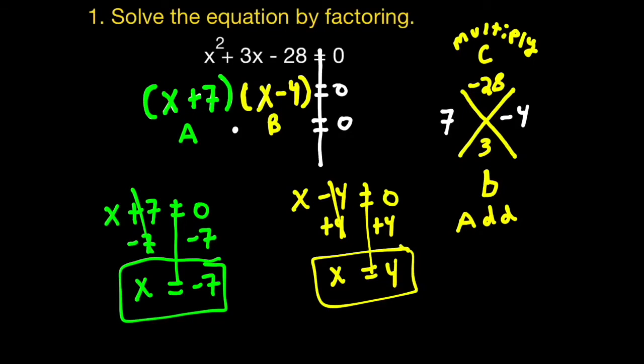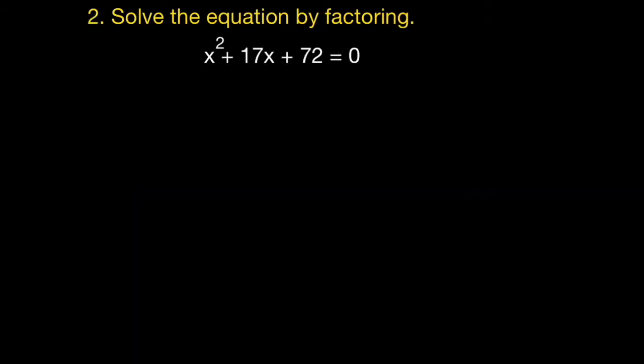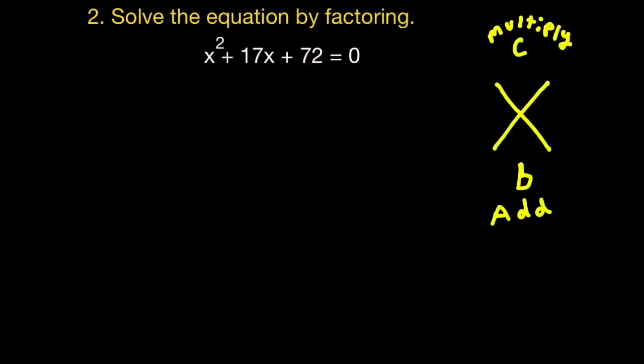Let's practice another similar example. Example 2, solve the equation by factoring. Again, because the leading coefficient is 1, to factor this trinomial, I can grab the two numbers that multiply to 72, but add to 17. I'll use this X diagram to help me organize things. So I need to find the two numbers that multiply to 72, but add to 17.